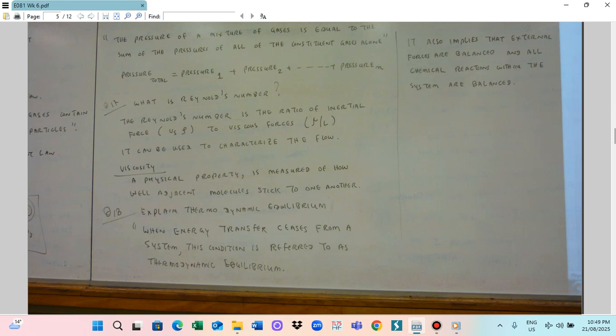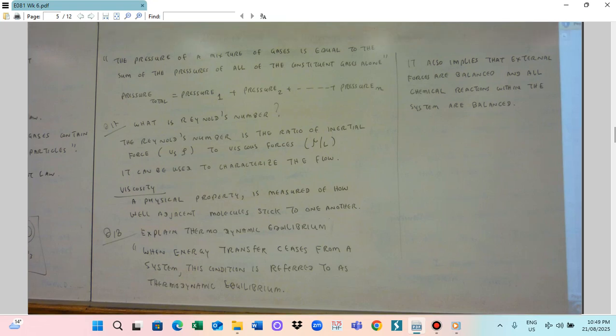Thermodynamic equilibrium means all the heat transfer has stopped, and the system and all its surroundings are at the same temperature, so that heat no longer transfers between them. It also implies that the external forces are balanced. Heat transfer depends on the temperature. When the temperature is different, heat is transferred from the hotter particle to the cooler particle. So when the heat transfer stops, there is thermodynamic equilibrium.